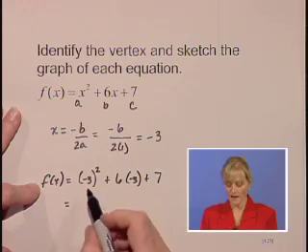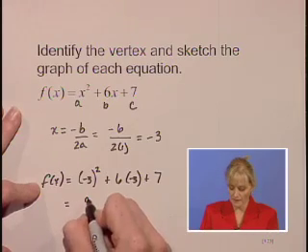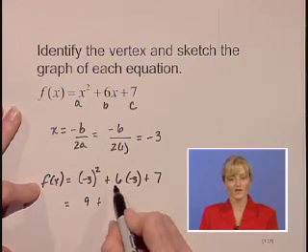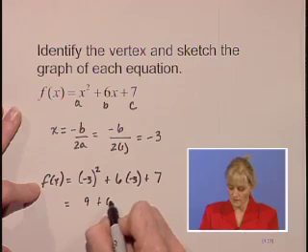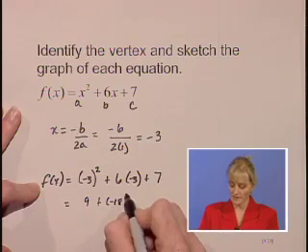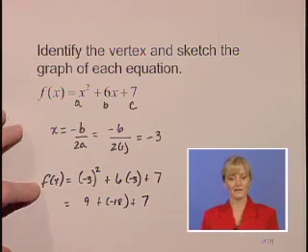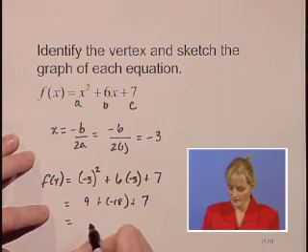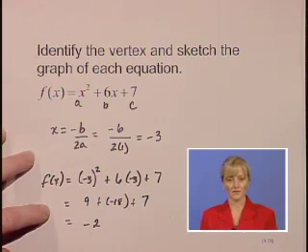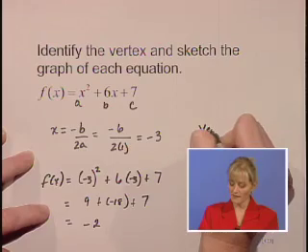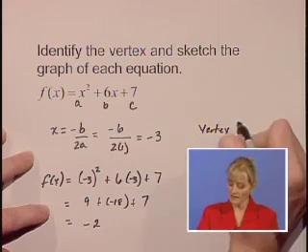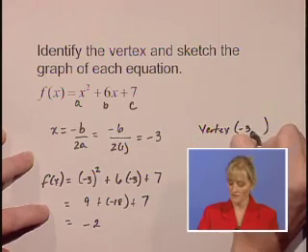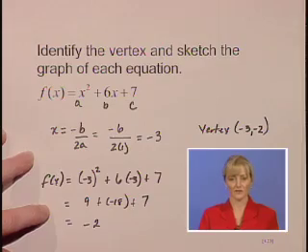Simplifying our right-hand side, negative 3 squared is 9. 6 times a negative 3 is negative 18. And our last term is 7. Simplifying our right-hand side again gives us the value negative 2. So our vertex can be indicated by the ordered pair negative 3, negative 2.